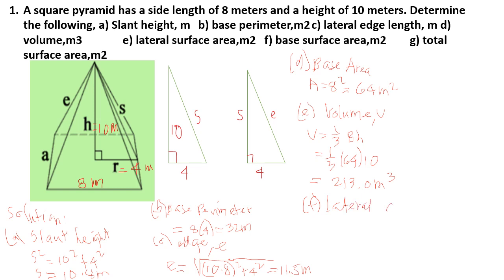So the letter F is the lateral area. LA equals 1/2 perimeter times L, equals 1/2, perimeter is 32, your L is 10.8, equivalent to 172.8 meters. The last question, letter G, total surface area.